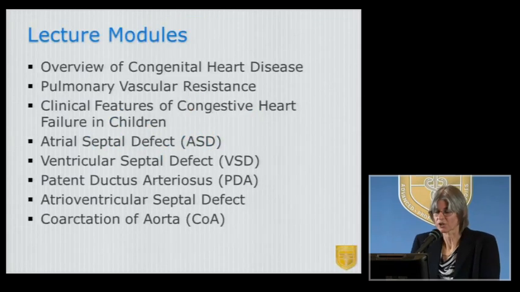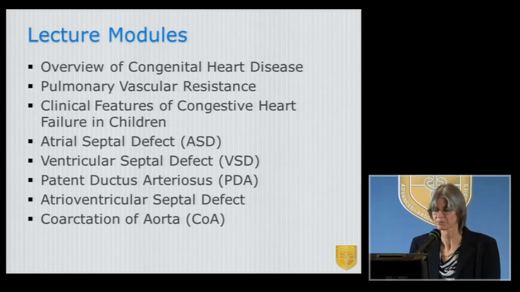Okay, so it starts with a quick overview of congenital heart disease. We'll talk once again about pulmonary vascular resistance. We'll go into the clinical features of congestive heart failure in children, and then start to talk about all the lesions that are characterized by left to right shunts. So atrial septal defects, ventricular septal defects, patent ductus arteriosus, atrioventricular septal defects, and coarctation of the aorta. So once again, a full schedule.